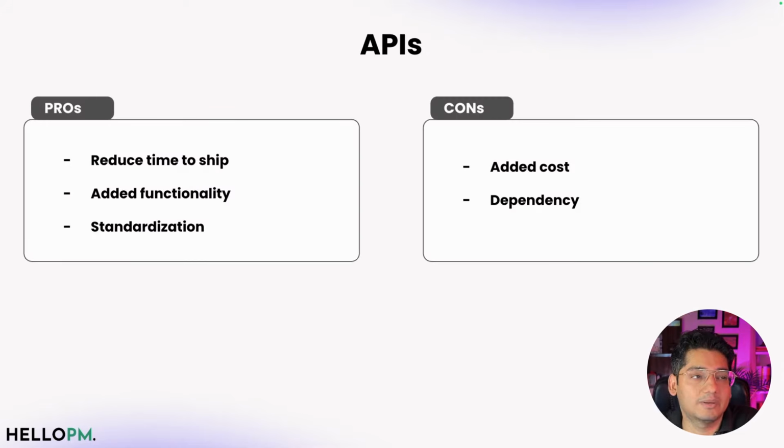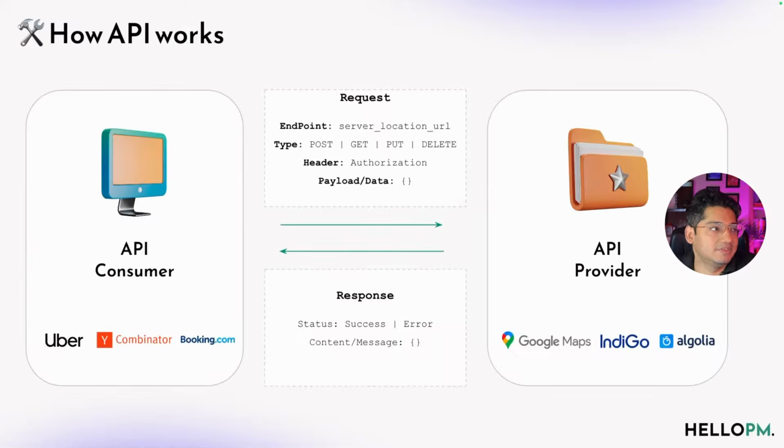And then we talked about the pros and cons of APIs. APIs will help you reduce time to ship. They give you added functionality without committing to all the development resources. They also provide some kind of standardization. The cons are an added operational cost, and also there is going to be dependency on different APIs. Then we talked about how an API works.